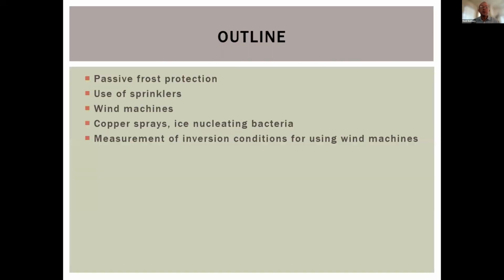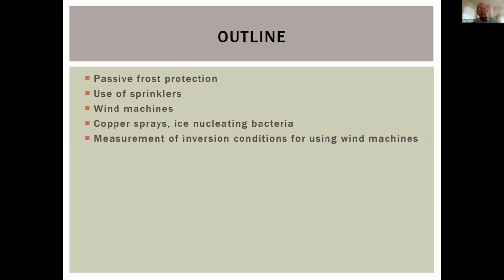Okay. So here's an outline of what I'll be discussing. I'll give you an overview of what we call passive frost protection, where we're designing orchards and other crops to be resistant to frost in the first place. Use of sprinklers, just a general overview of the water approach to protection. Talk a little bit about wind machines, another popular tool. I'll touch a little bit on copper sprays and the whole concept of ice nucleating bacteria, which is important for us to understand. It certainly presents some interesting potential control measures following this route.